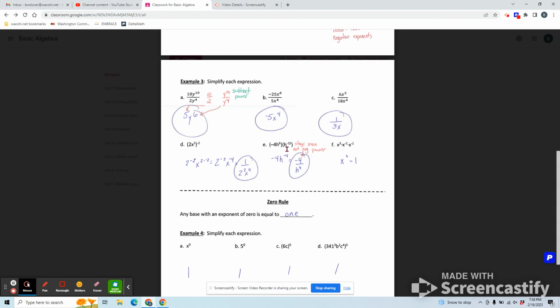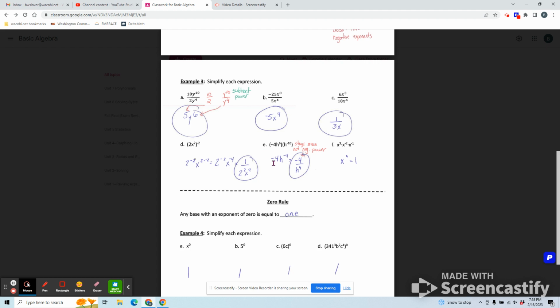So I multiply my coefficients, negative 4, and if you want to, you can put a 1 in front of that h, or you can just leave it. So negative 4, and then same base, h and h. So I add my powers. 6 plus negative 10 is negative 4. So this negative 4, the coefficient negative 4, stays in the numerator because it doesn't have a negative exponent.